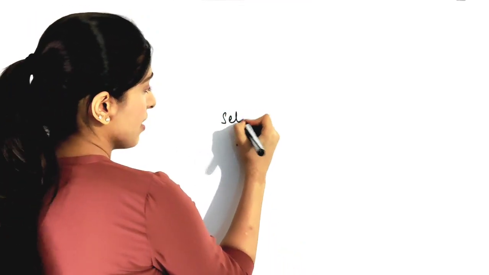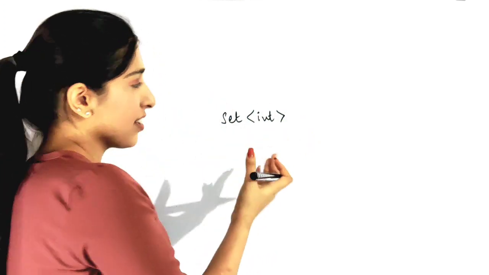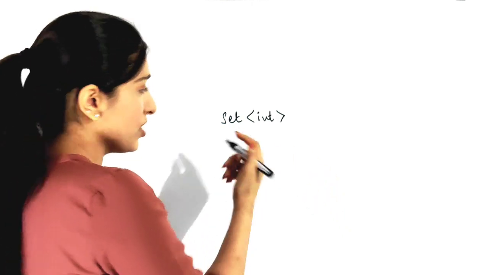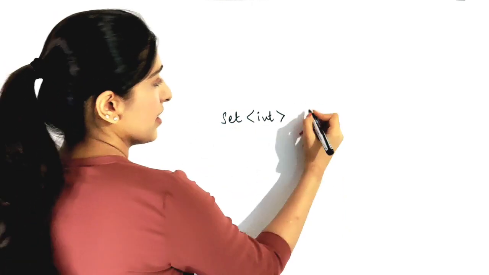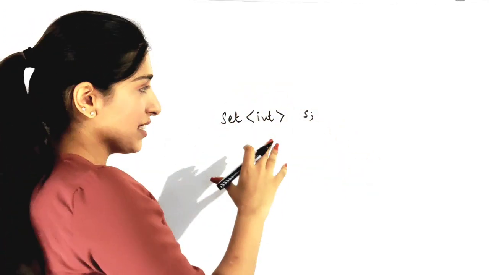Now, let's see how to define sets. Just like vectors or lists, we can just write set of integers. Since again this is a templated class, we have to mention which data type we want to use. So right now I have taken integer, so I can just write set<int> s. So right now there are no elements and then we can insert the elements later.